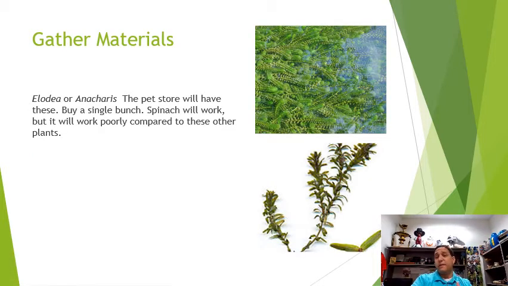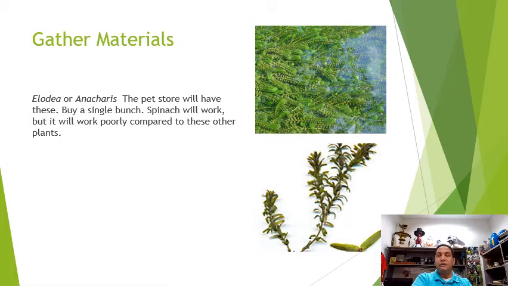That aquatic plant may be difficult to get, so you got to do some searching. You're looking for either Elodea or an Anacharis. These are commonly available at local pet stores. You'll buy a small bunch of them. They are extremely efficient at photosynthesis underwater because that's what they evolved in.